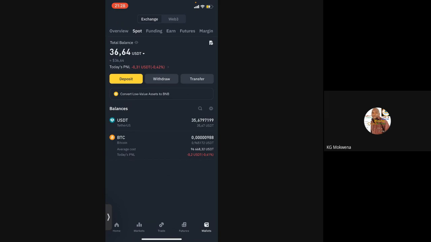Every day you are able to convert this dust to BNB. Can you see what they say? Convert low valued assets to BNB. Can you see that? Yes. You can do this once in a day. So you've already done it, so we're not going to convert that dust.